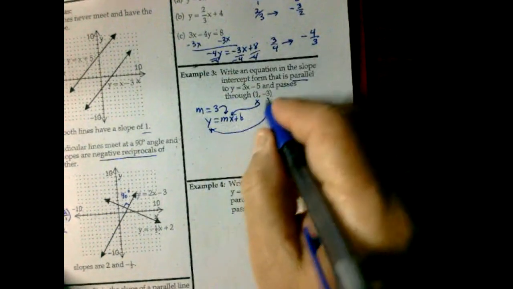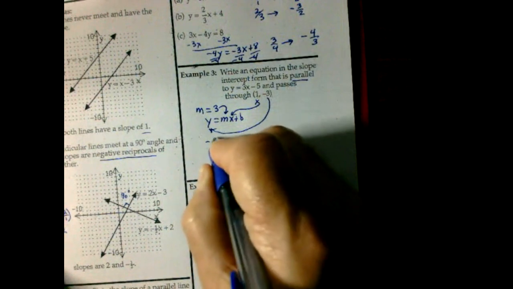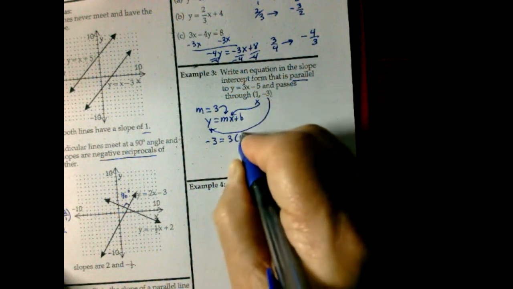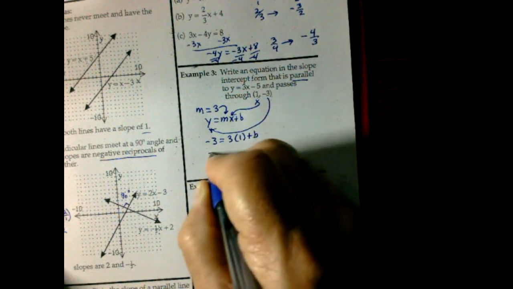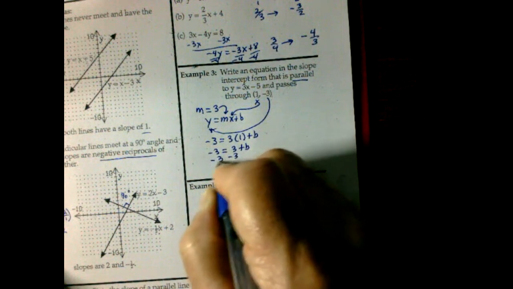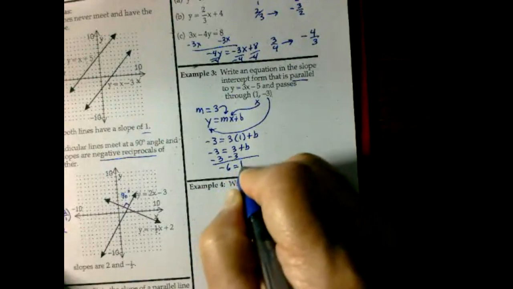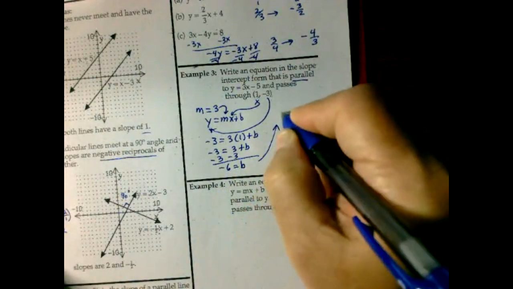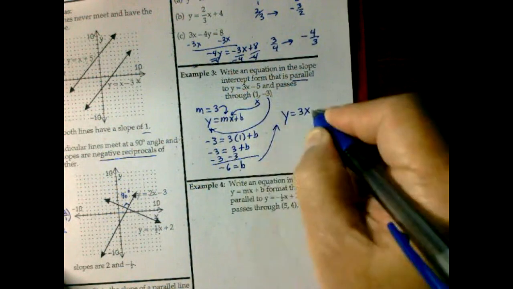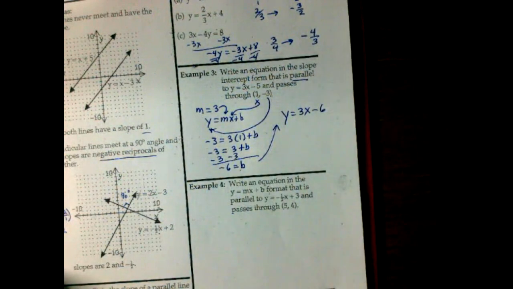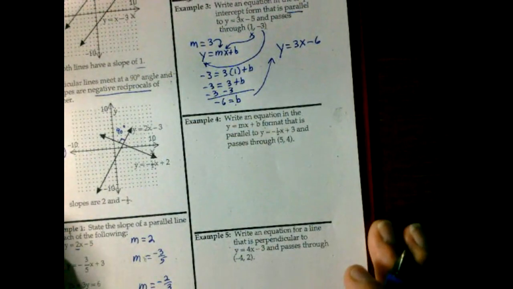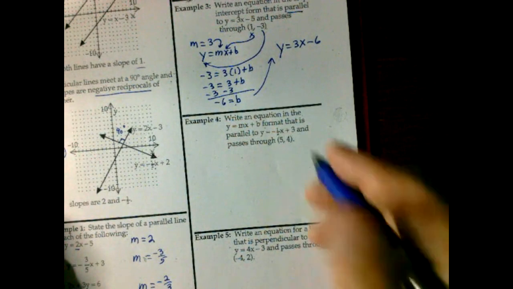So this one will be negative 3 for the y, like so. M would be 3 times 1 plus b. Negative 3 equals 3 plus b. Subtract 3. We get negative 6 for b. The final equation is going to be y equals 3x minus 6. So you can see that formulating equations is not all that difficult. We just have to keep track of one more detail.